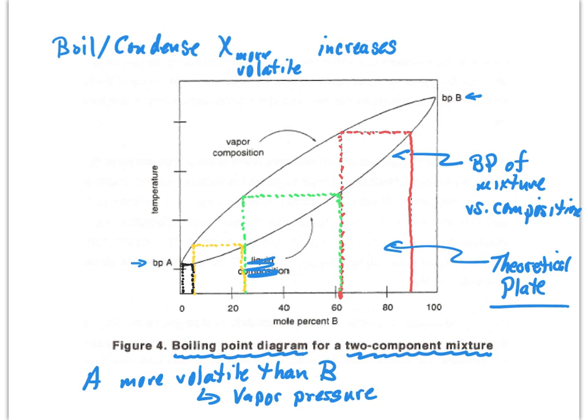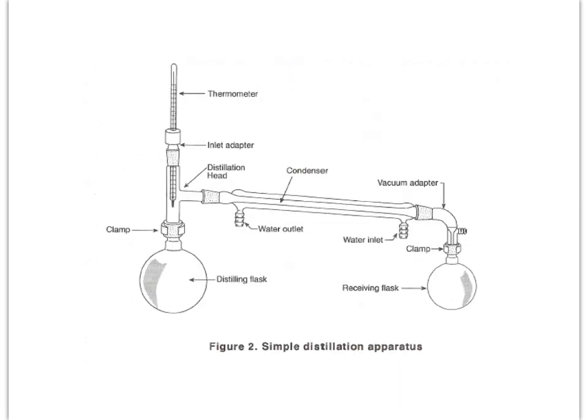Right? And so the question is, how many times do we have to boil and condense our material to get an adequate separation for our needs? So this shows a simple distillation apparatus. And so what we have here is a distilling flask, better known as a round bottom flask.